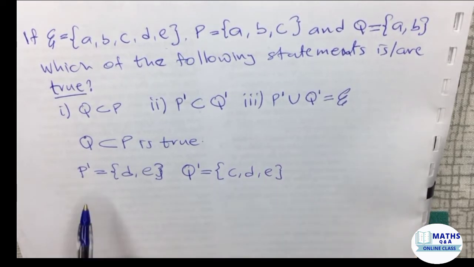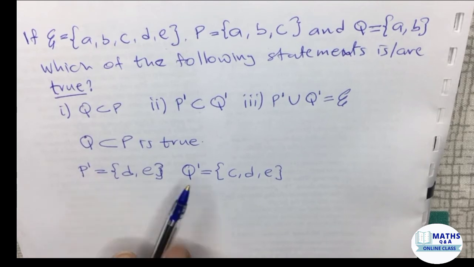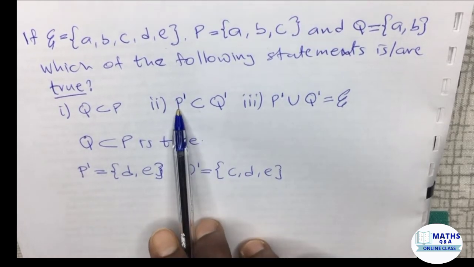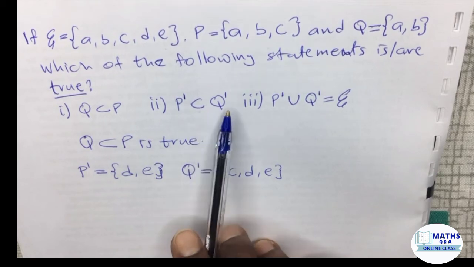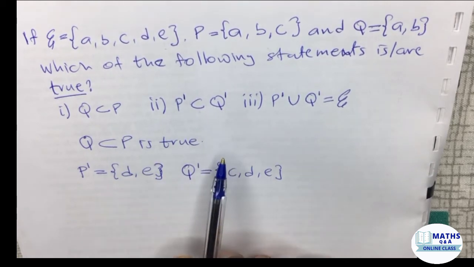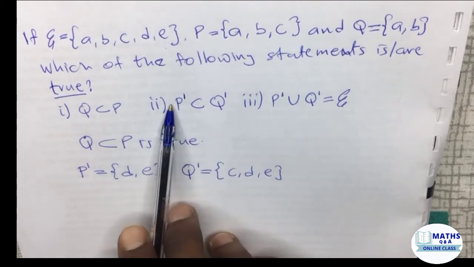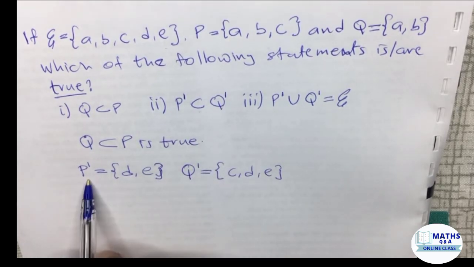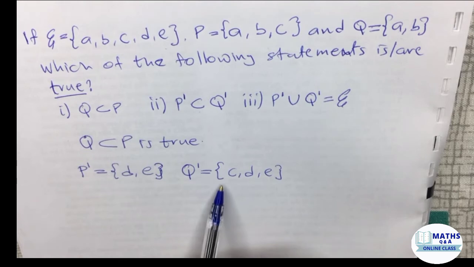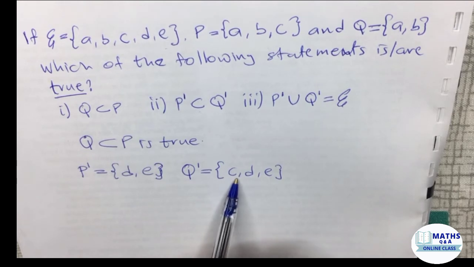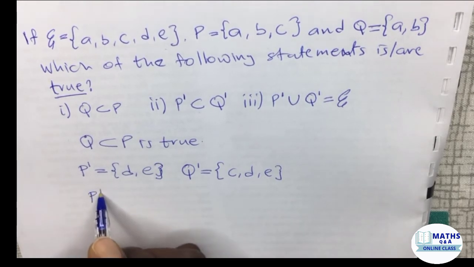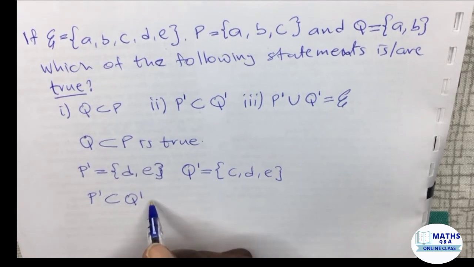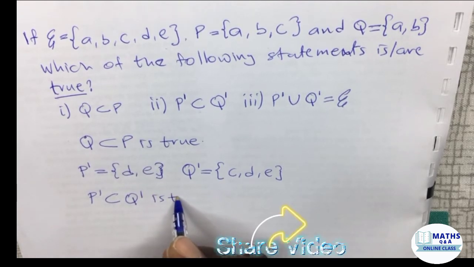So now that we have the sets for P prime and Q prime, we need to establish the fact that P prime is a subset of Q prime. Let's see if that is true. If P prime is a subset of Q prime, that means all the elements in P prime must be found in Q prime. And it is true. So we can say that P prime is a subset of Q prime. It's true.